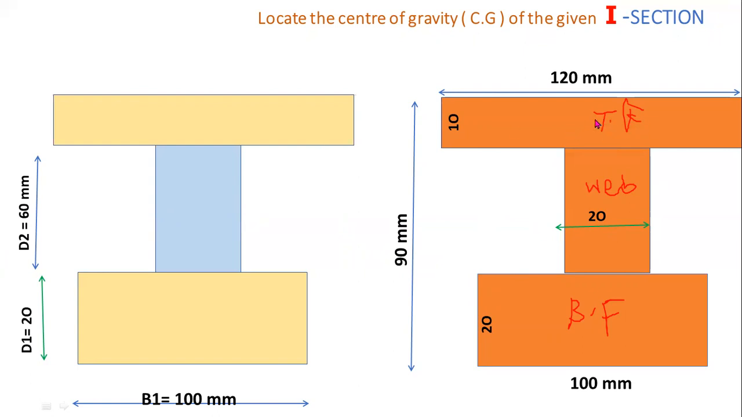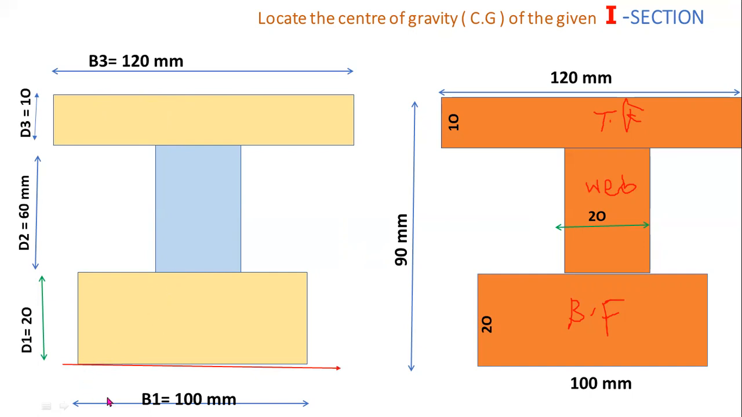Now I am considering this top flange as the third section. The depth of the top flange D3 equal to 10 mm, and the base of the top flange B3 equal to 120 mm.